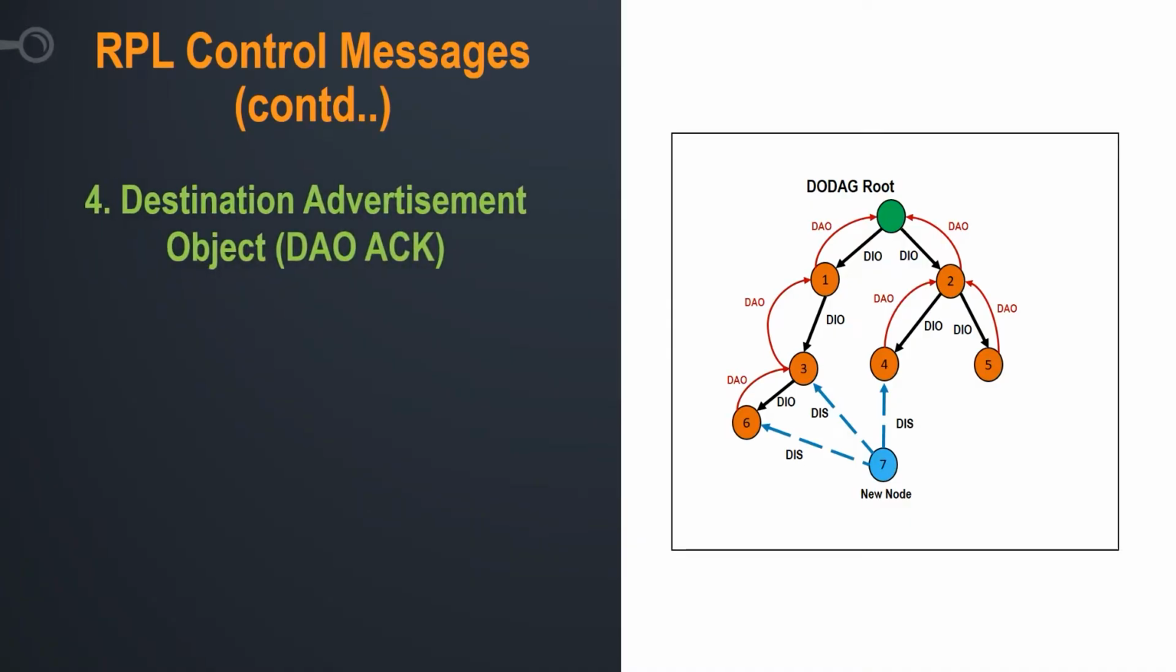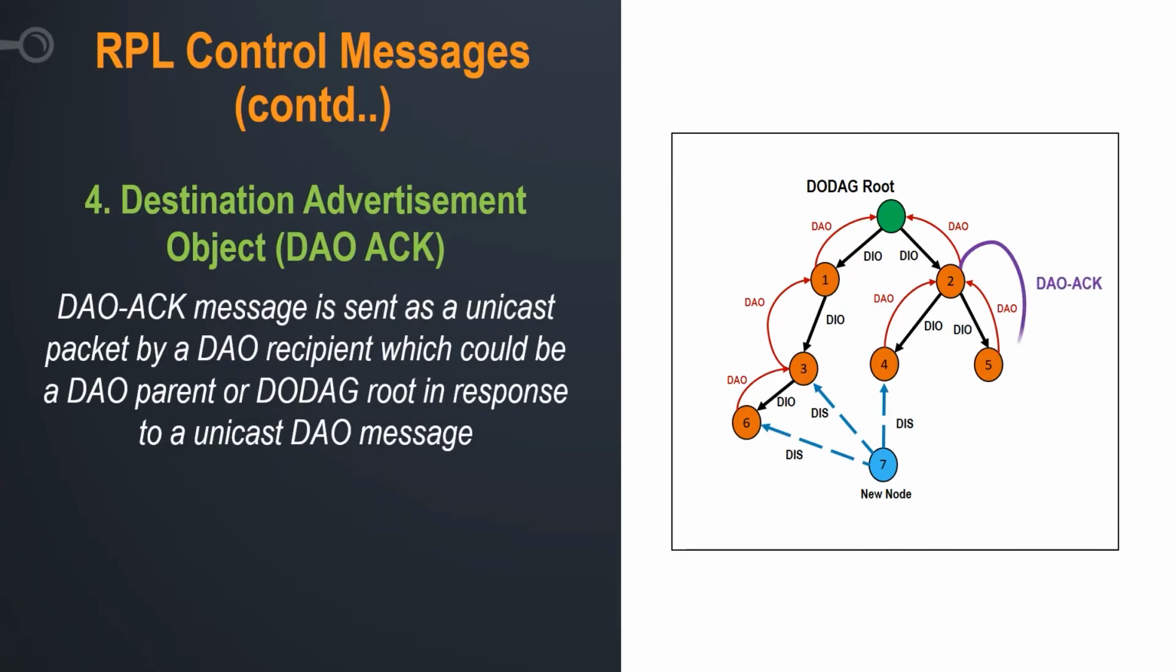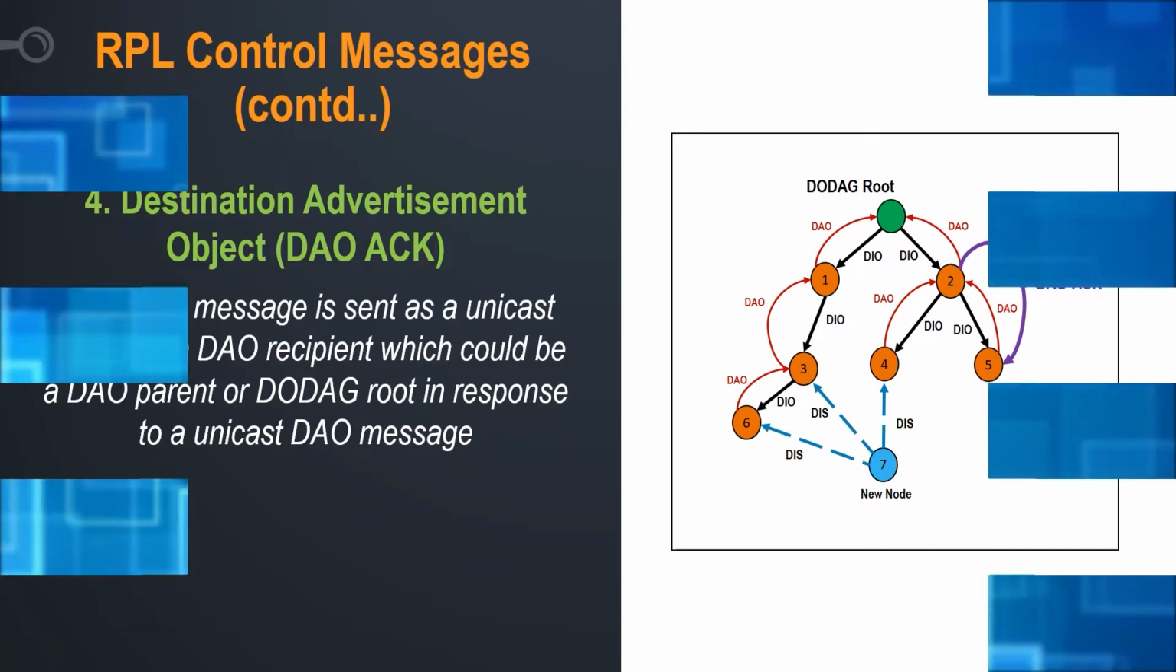Last is the destination advertisement object, that is the DAO ACK. The DAO ACK message is sent as a unicast packet by the DAO recipient, which could be a DAO parent or a DODAG root, in response to a unicast DAO message.